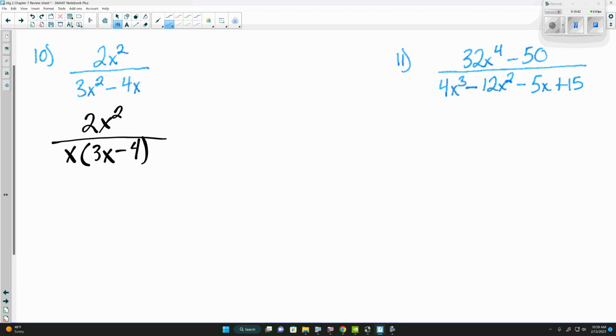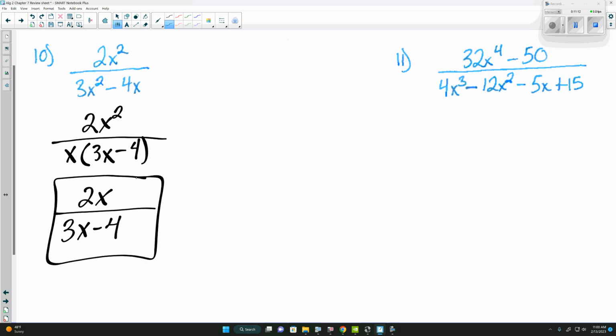Now, is there anything in common on top and bottom? We have an x on top and bottom, yes? So they simplify out, or we subtract the exponents. Because when we have like bases on top and bottom, we subtract the exponents. So 2 minus 1 is 1. Is it bigger on top or bottom? Top, so it stays on top. So we have 2x on top. On bottom we have 3x minus 4. And that's as simplified as it gets.